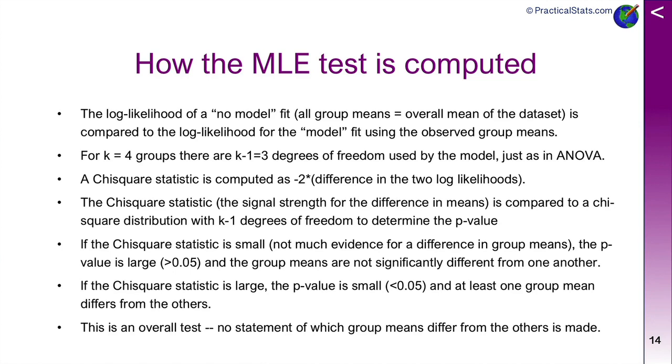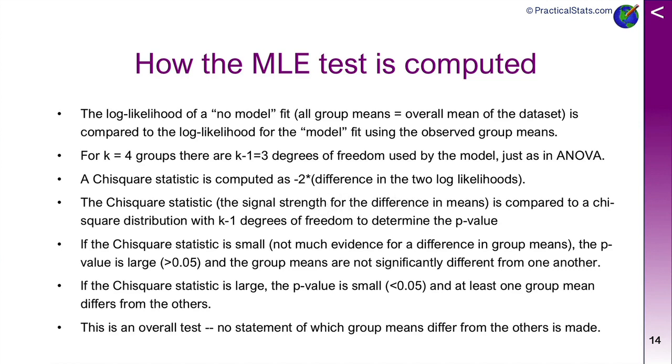So you can get an error measure back for that no model fit, no difference between groups, and then compute a log likelihood for the model fit based on fitting your data using these group assignments. And so we're going to get back a log likelihood for each. And there will be a statistic, the chi-squared statistic, that's computed as -2 times the difference in the two log likelihoods. I won't go into today the reason why it's -2. So -2 times the difference in the two log likelihoods is a chi-squared statistic, and that statistic is a measure of the single signal strength for the difference in the means.